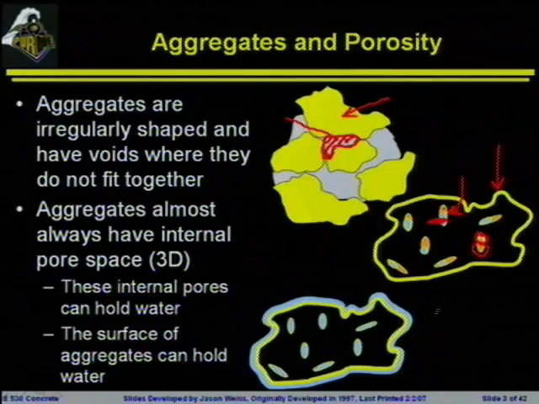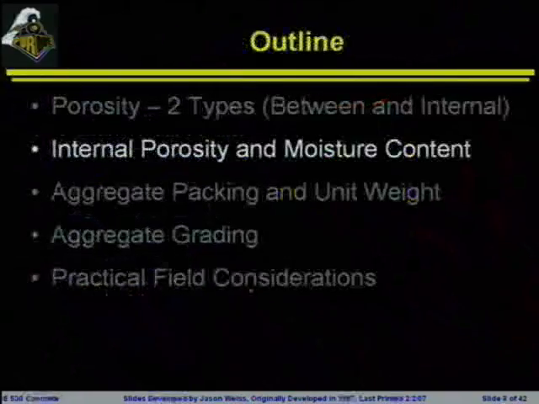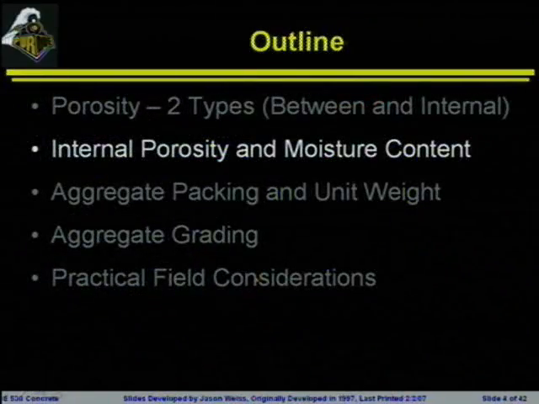The other end of the spectrum is a case where we've got water sticking to the surface of the aggregates as well as filling in all the internal porosity. This internal porosity is going to be a key issue for us in terms of getting good quality control, because believe it or not, this type of water can influence the water to cement ratio substantially. That's part of what I want to talk about today. To start, we're going to talk about the internal porosity of an aggregate, and we'll talk about the moisture content of these aggregates.